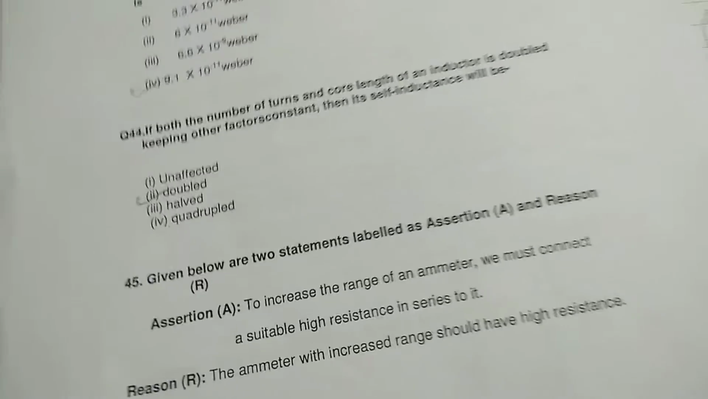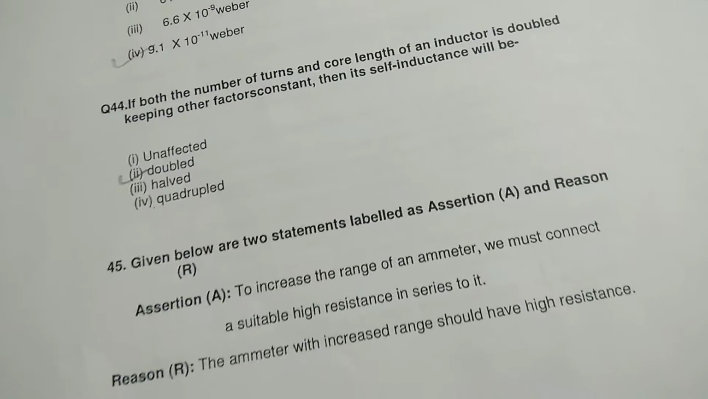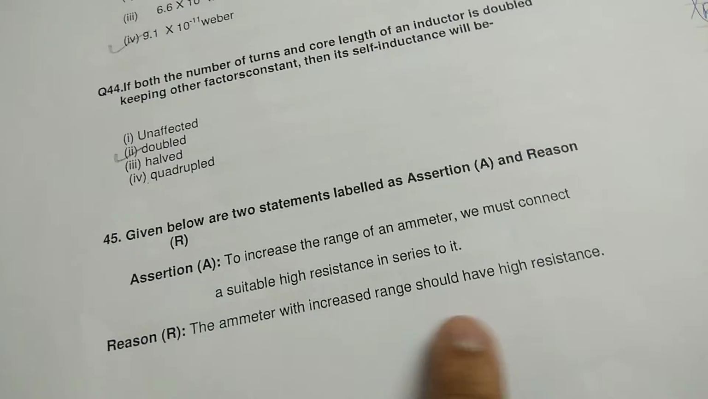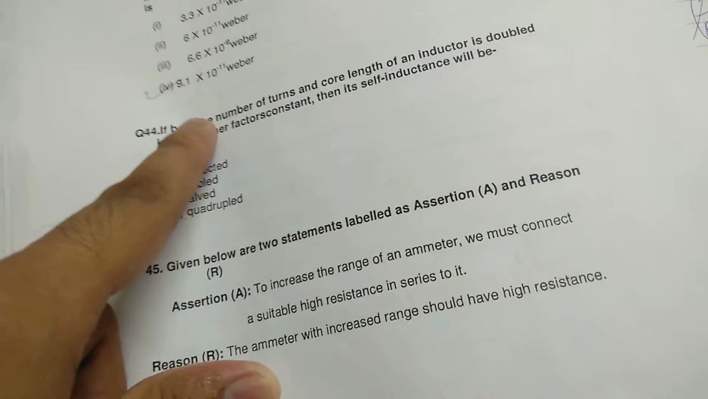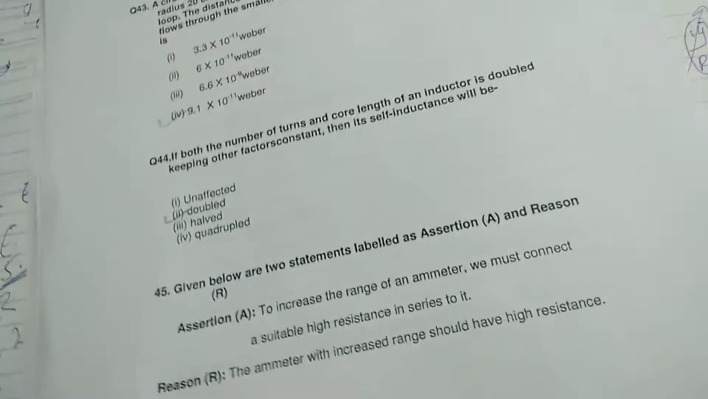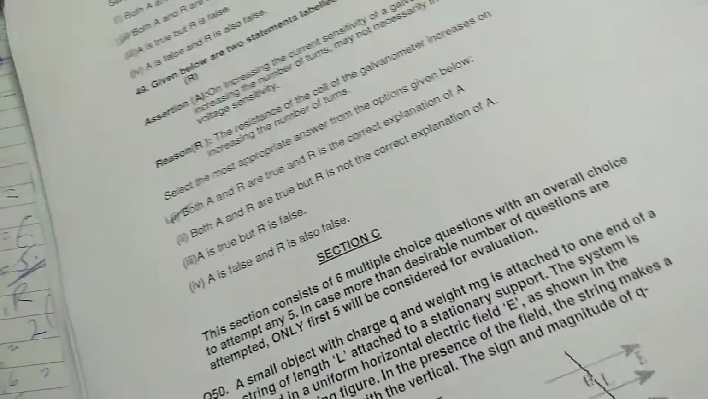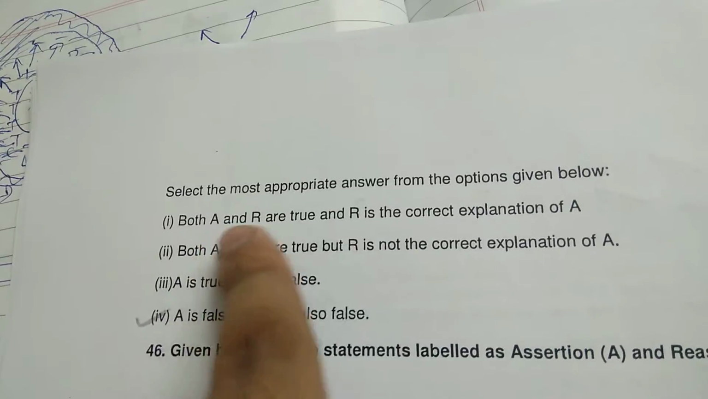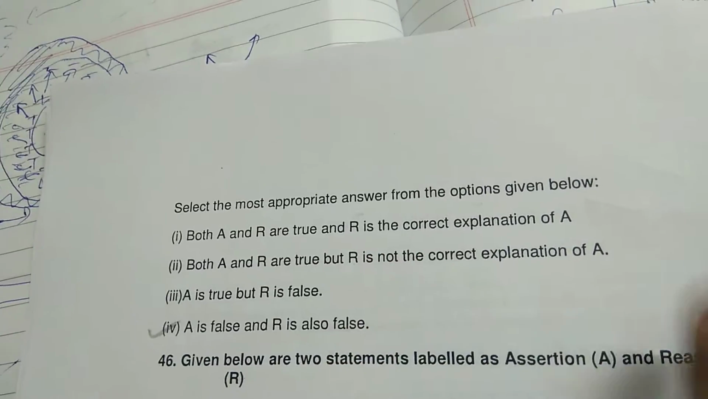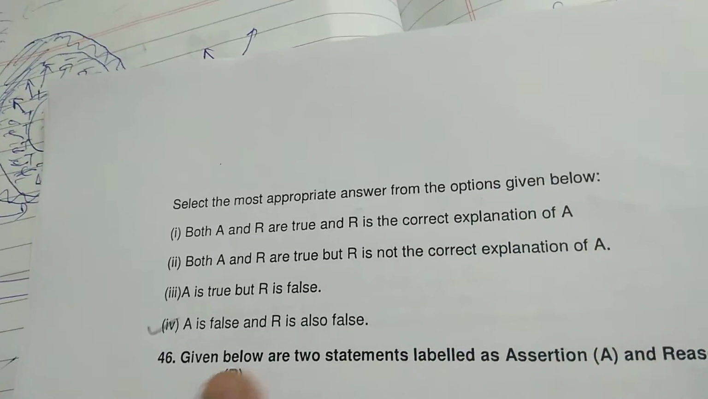And the reason is: an ammeter with increased range should have high resistance. No, that is what we told, that is obviously not the case. We should connect a small shunt resistance in parallel with a galvanometer to get an ammeter, because we need to decrease the resistance. An ideal ammeter has zero resistance actually. So here are the options. A is assertion, R is reason. Both of them are true and R is the correct expression of A. No. Both of them are true and R is not the correct expression of A. No. A is true but R is false. No. A is false and R is also false. This will be the option.